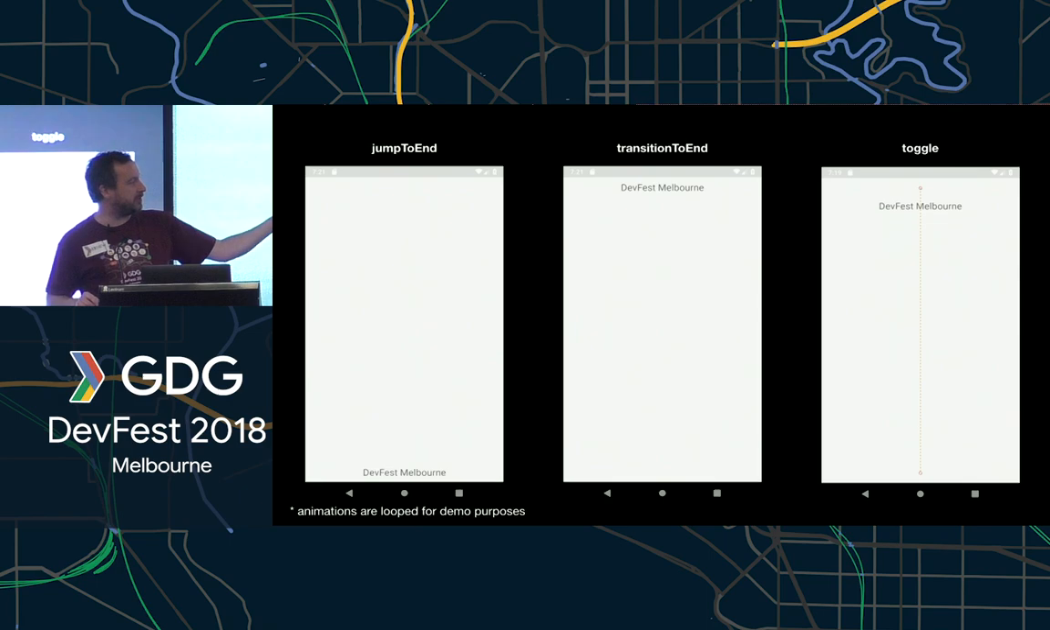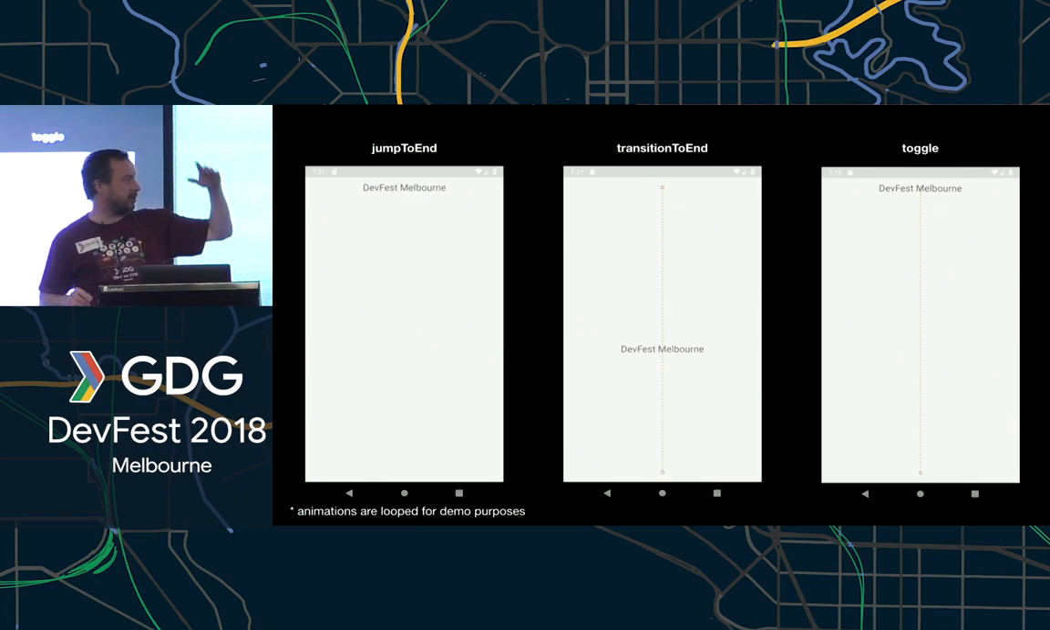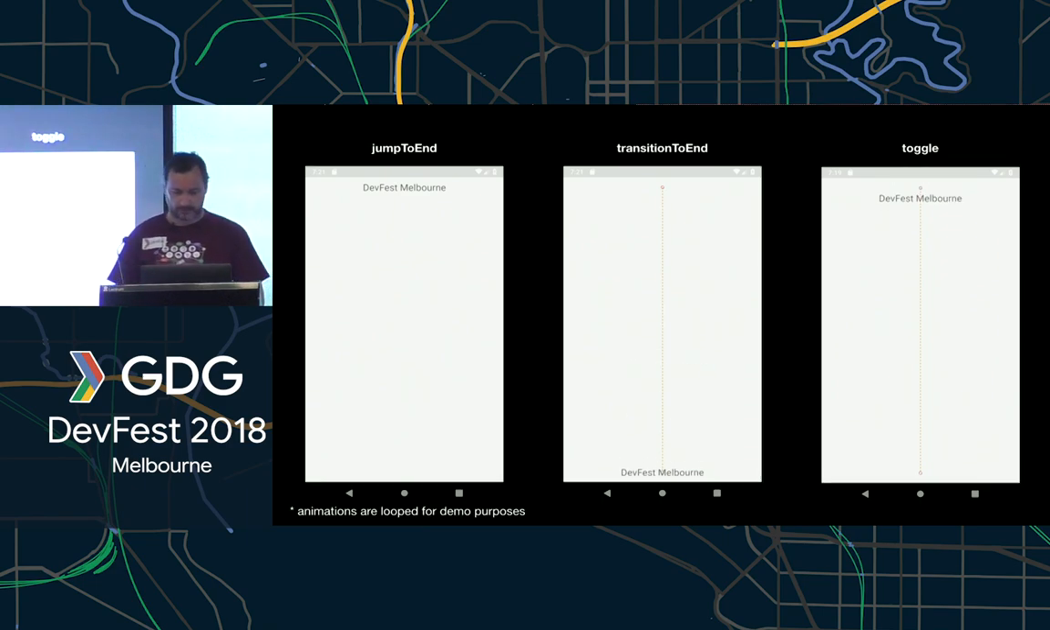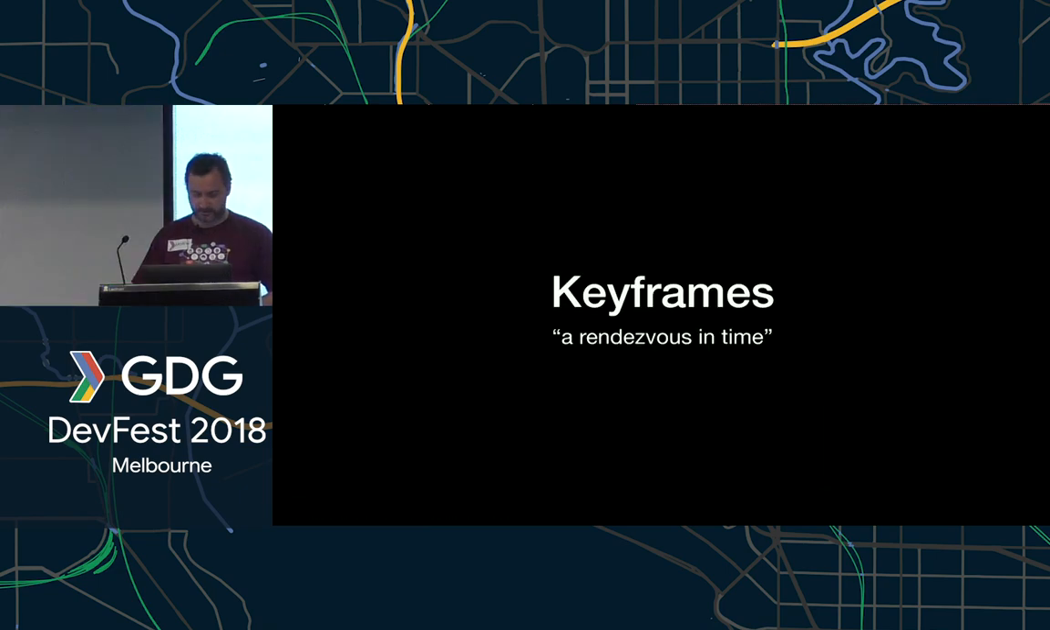Toggle, however, the third animation, as you would imagine, you click on it at the top, it goes to the bottom. You click on it when it's at the bottom, it's going to go back to the top. So you've got this way you can play around with moving between two states for free. Exciting animations, I know.